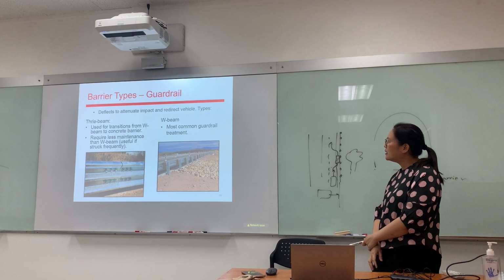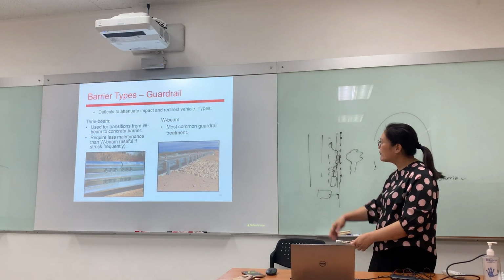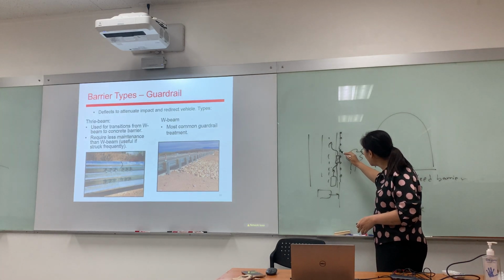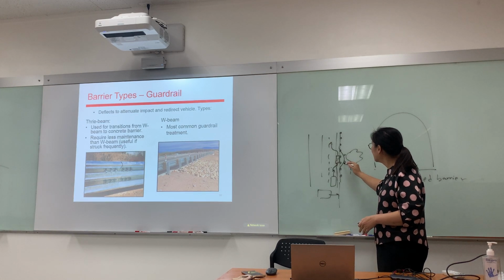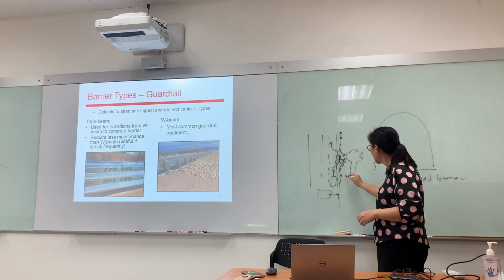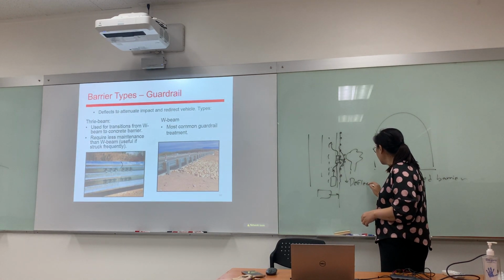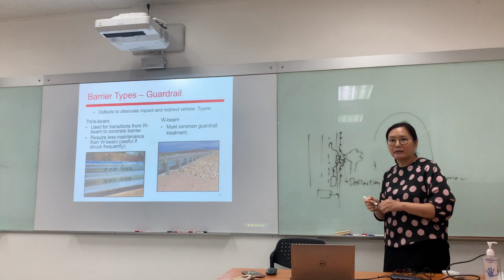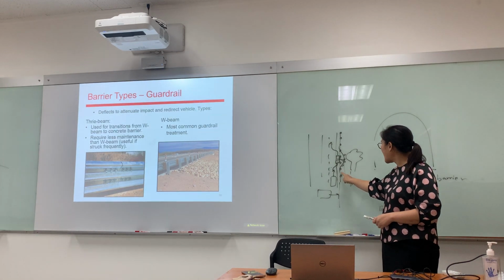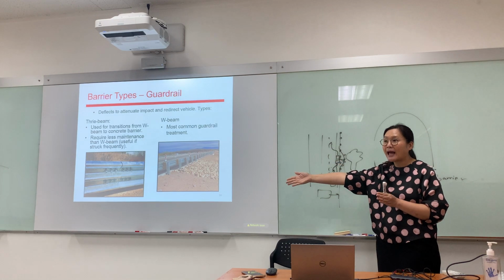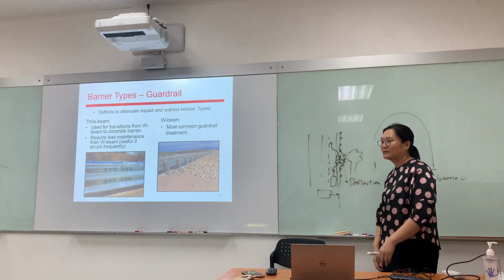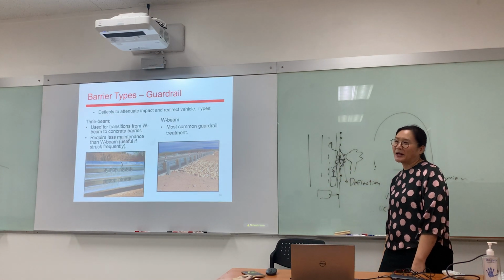The guardrail has some deflection. What is deflection? When you hit the guardrail, it's quite flexible, right? So the guardrail might deflect like this. This is what we call deflection. So make sure that where you install the guardrail, the distance from the guardrail to the object should be greater than the deflection. Otherwise, what happens? You hit the guardrail, then you hit the tree. So the guardrail is not going to help.